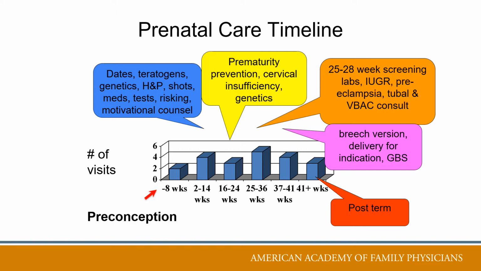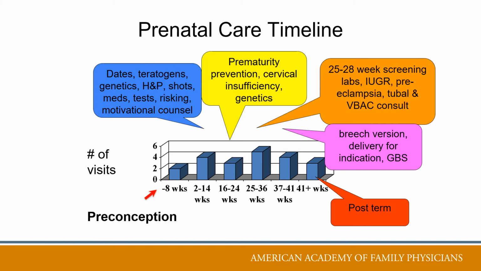Later in pregnancy, between 25 and 28 weeks, we think about screening labs. We think about looking for intrauterine growth restriction, preeclampsia, and then this is also where we start thinking about including our obstetrical colleagues who can do tubal and VBAC consults in addition to our family medicine obstetrical colleagues.